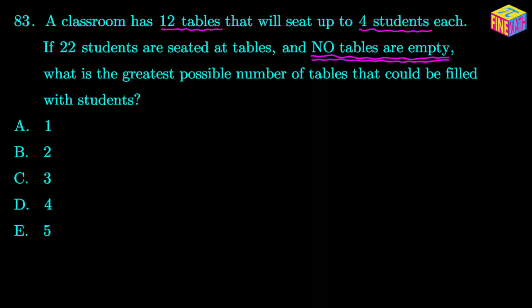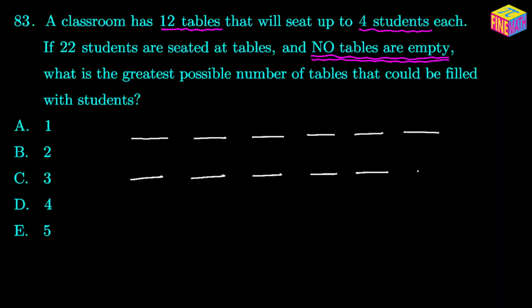Now let's do a rough sketch of the 12 tables here. I'm just going to do 12 placeholders. So suppose these are our 12 tables right here. We have table 1, 2, 3, 4, 5, 6, and then 7, 8, 9, 10, 11, and 12. So let's assume that we have these 12 tables here.